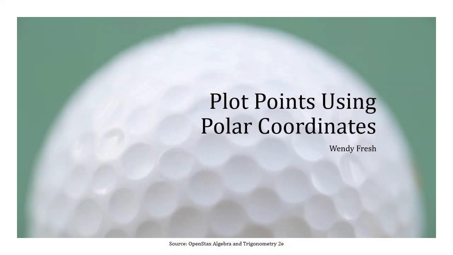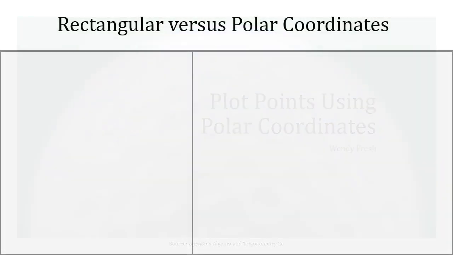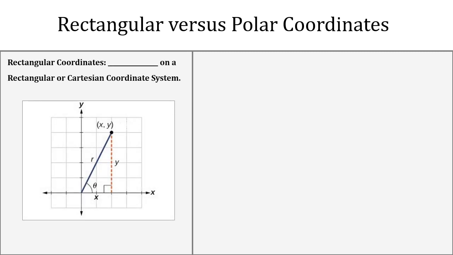In this section, we will learn how to plot points using polar coordinates. When asked to plot a point on a graph, you probably think of plotting an ordered pair in the form of a rectangular coordinate, such as the point x, y. That's what we're familiar with. This is an example of plotting on a rectangular or Cartesian coordinate system, and that's really what we're used to.